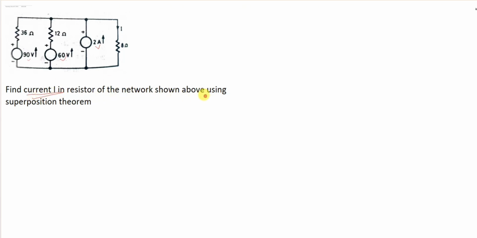using the superposition theorem, or we have to identify the current flowing through the 8 ohm resistor. As we all know that in the superposition theorem, as the number of sources increases, the steps will also increase. So all you have to do is redraw the circuit. You have to consider 90 volt only at a time, then 60 volt only at a time, and then 2 ampere only at a time.